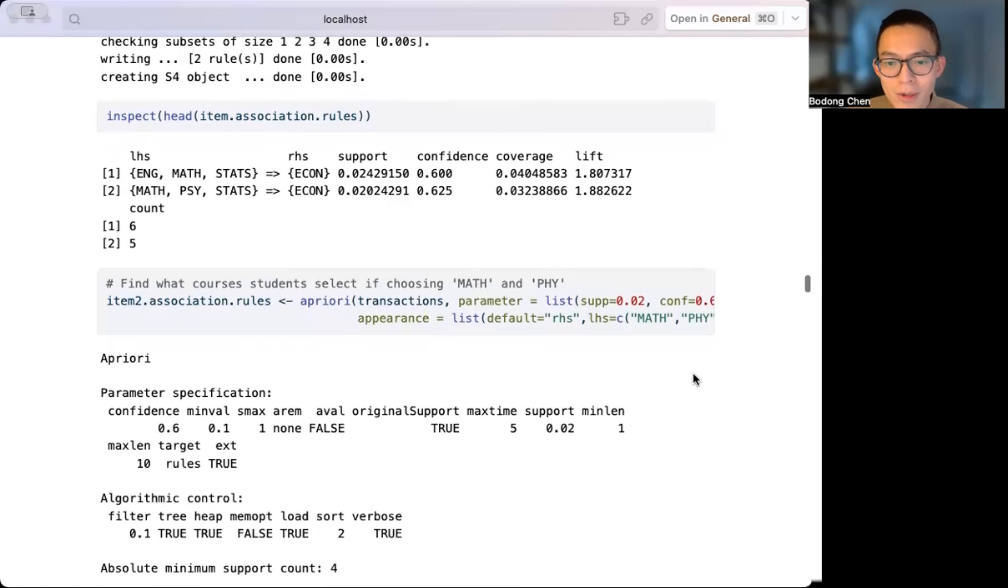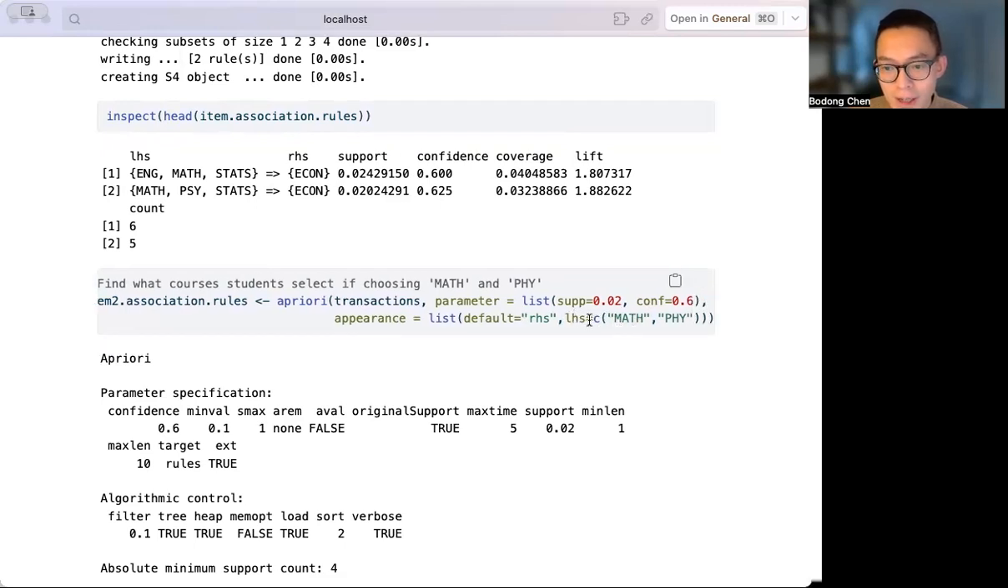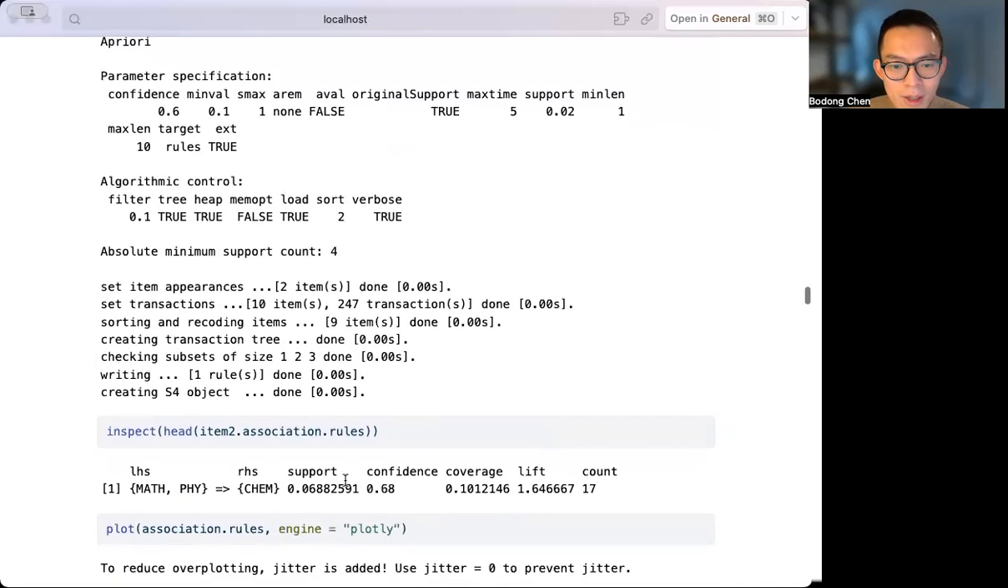In a similar fashion, we can also tell the algorithm that on the left-hand side we have the combination of math and physics. When students are selecting those 2 courses, what are the other courses the students are likely to select, right? It's another way of going around the same question we asked about econ. And the apriori algorithm can do the same. It can search for interesting transactions and return, in this case, only 1 rule that is associated with this left-hand side configuration.